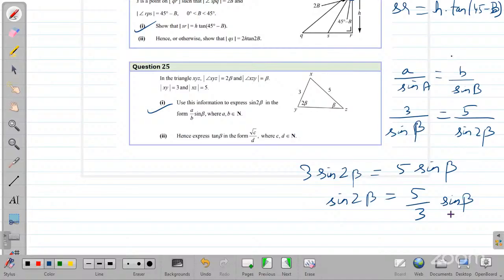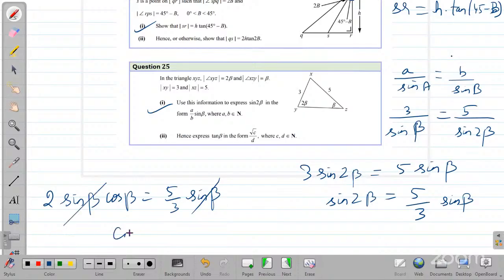Yeah. Okay, next. Hence, express tan beta in the form square root of C over D. So tan beta, how much is it? I have to express it in the given form. So sine 2 beta will expand. It will be 2 sine beta cos beta equals 5 over 3 sine beta. So sine beta cancels, and cos beta will be 5 divided by 6. Okay. So here cos beta equals 5 over 6.